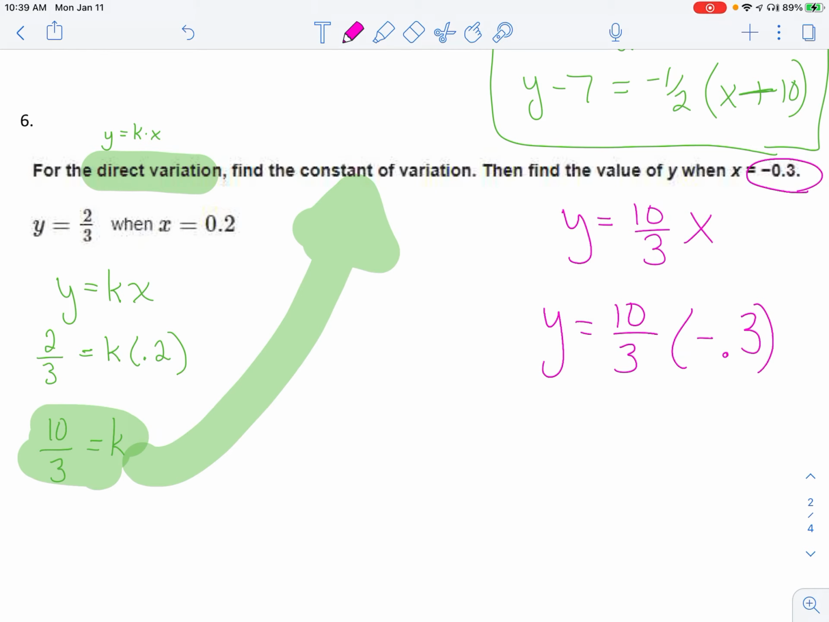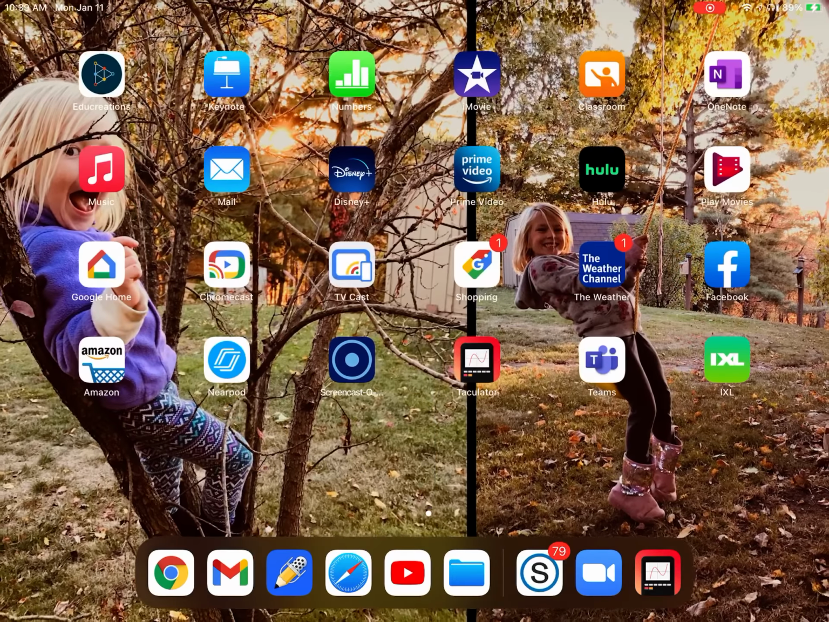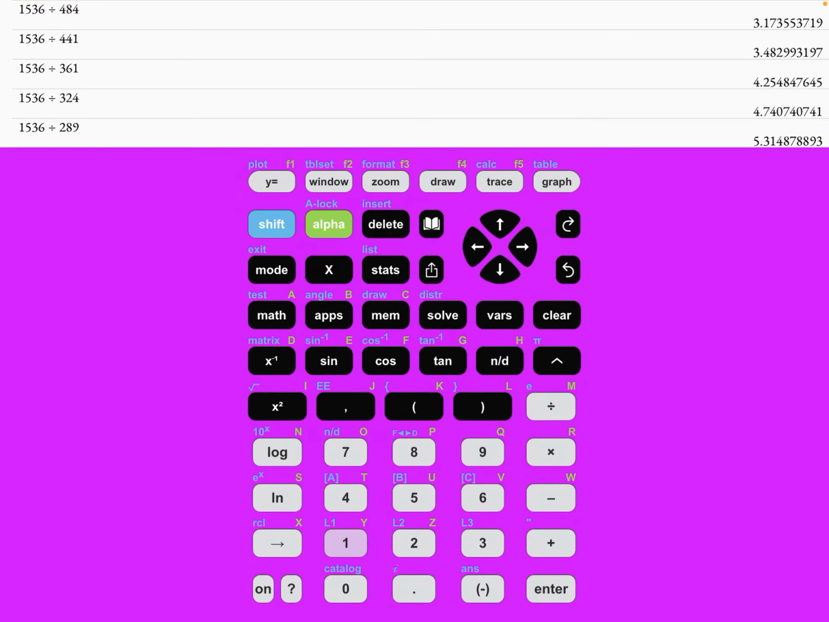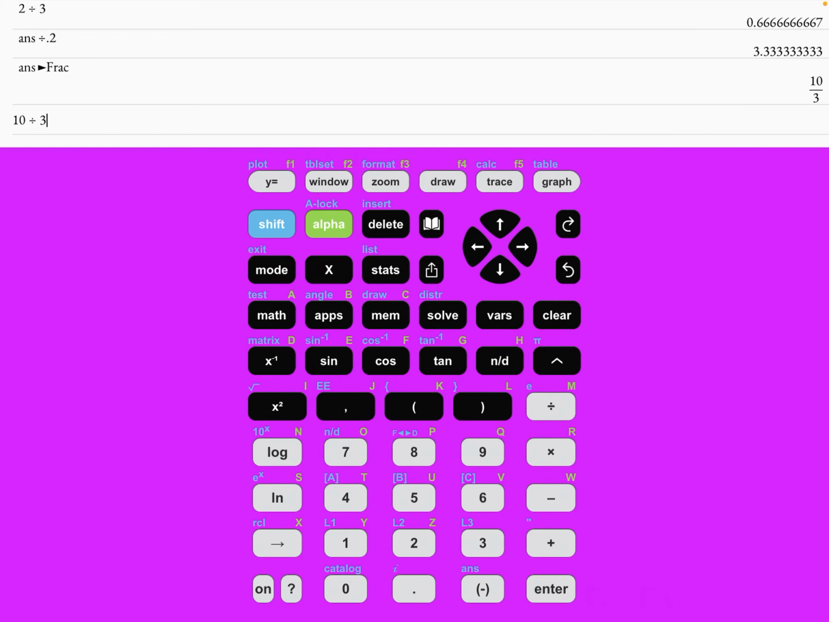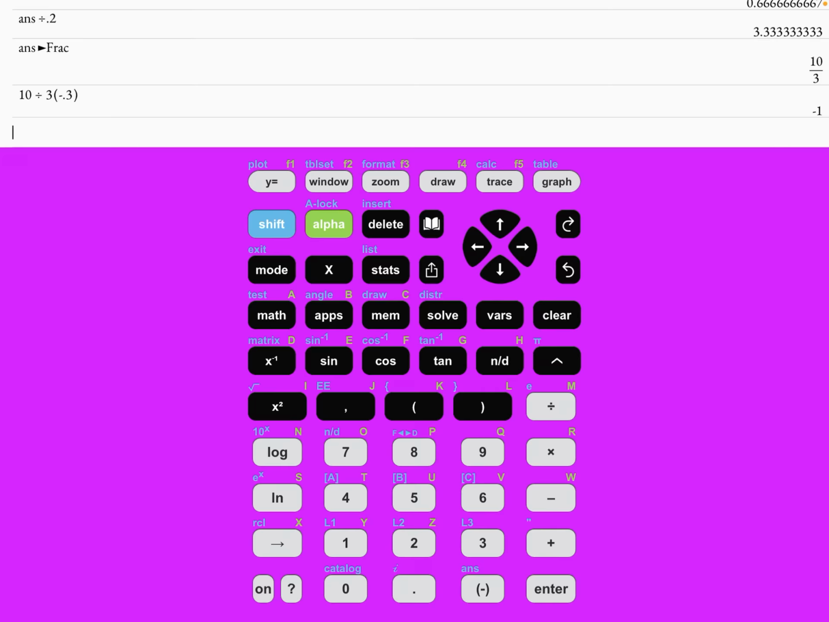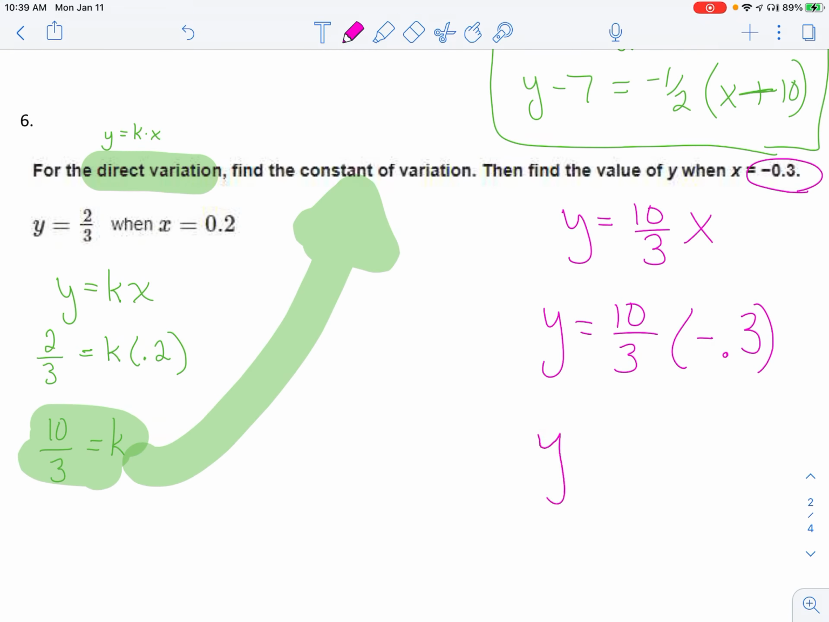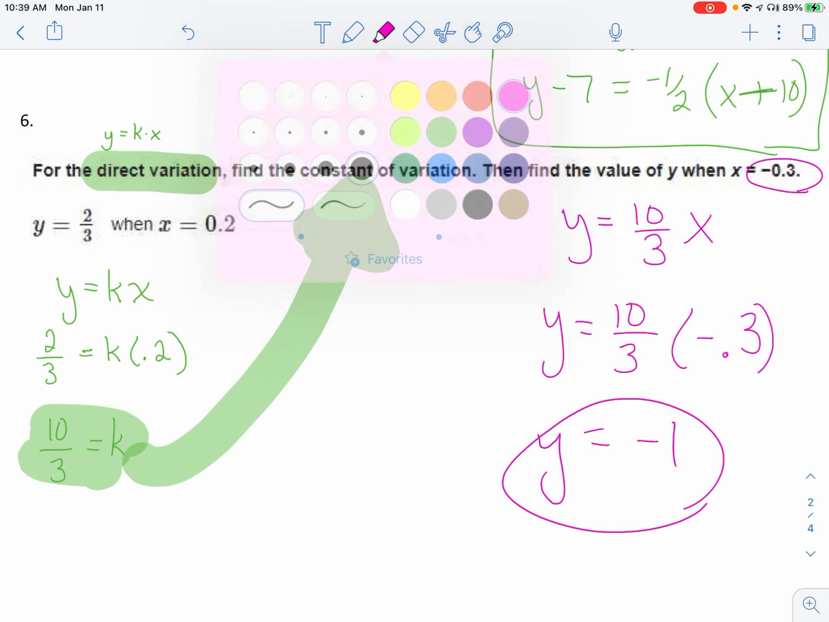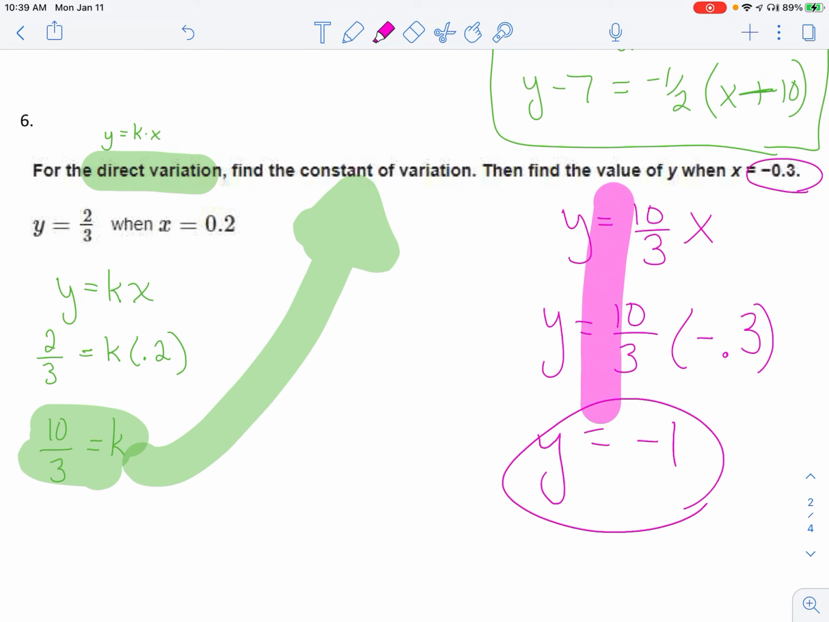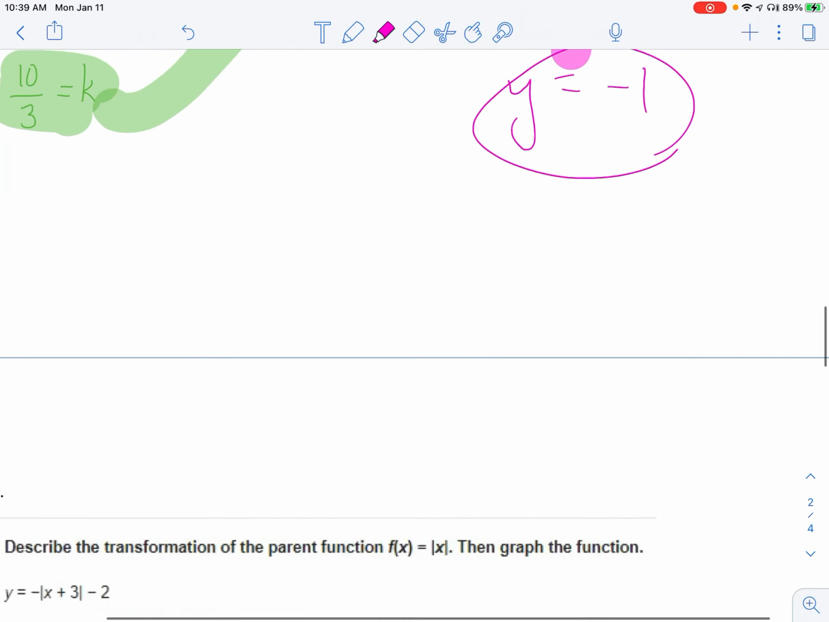I'll go ahead, I'll grab a calculator. 10/3 times negative 0.3 and negative 1. So y equals negative 1. So I solved both parts of the problem. Okay, so you had to find the constant, 10/3, and then find the value of y, which we did.